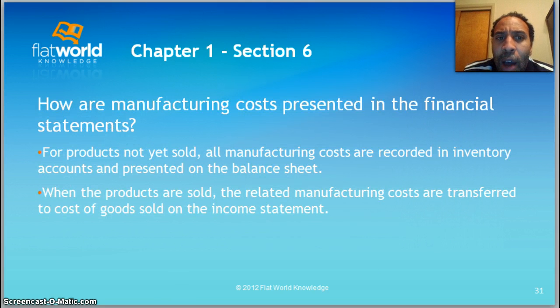All right, so how are manufacturing costs presented in the financial statements? So for products not yet sold, all manufacturing costs are recorded in the inventory accounts and presented on the balance sheet, right? So they haven't been sold and they're recorded as inventory to show as a positive. When the products are sold, the related manufacturing costs are transferred to cost of goods sold on the income statement.